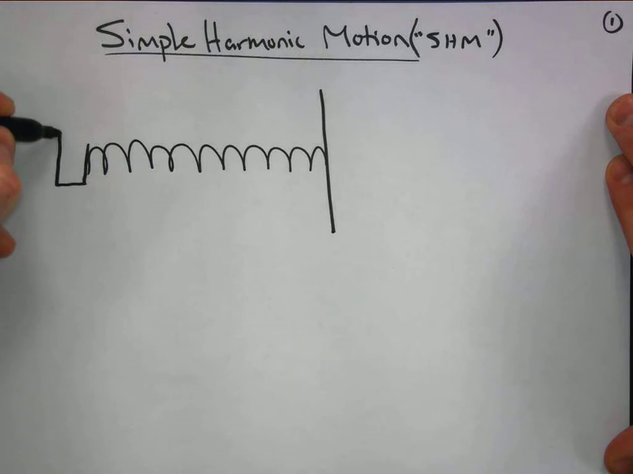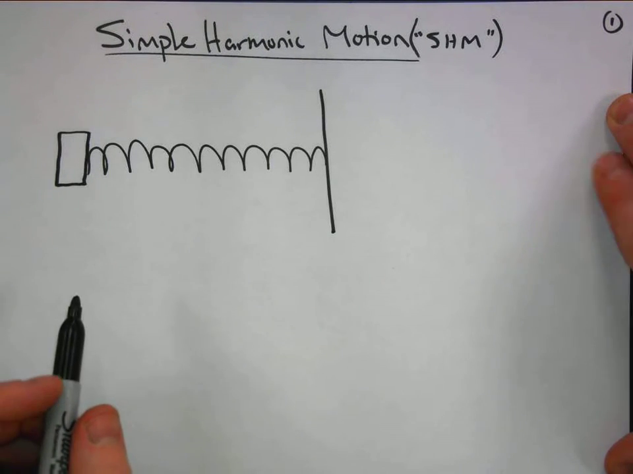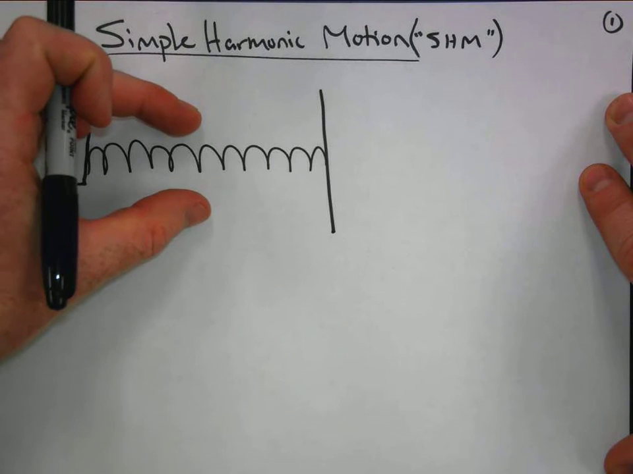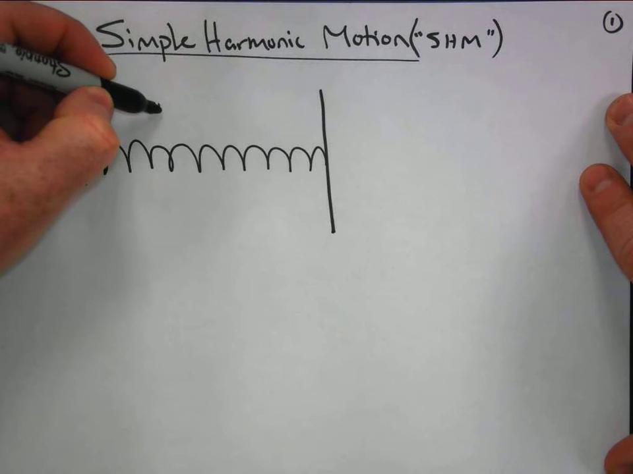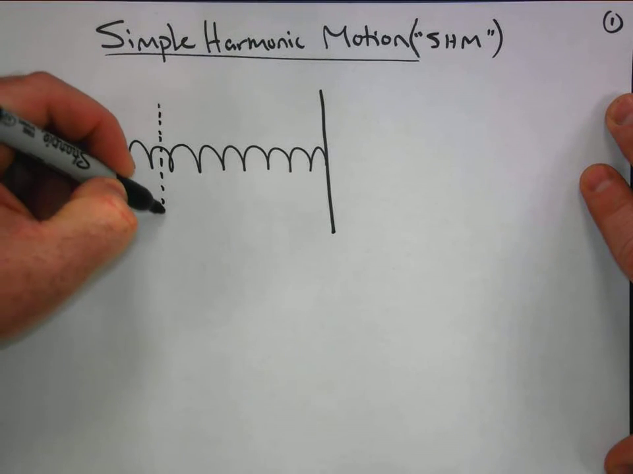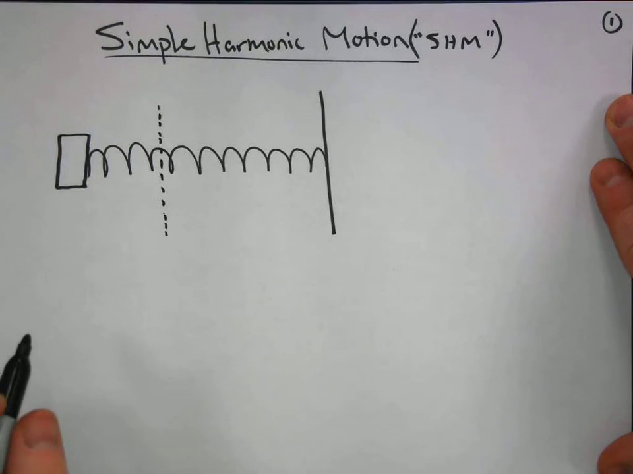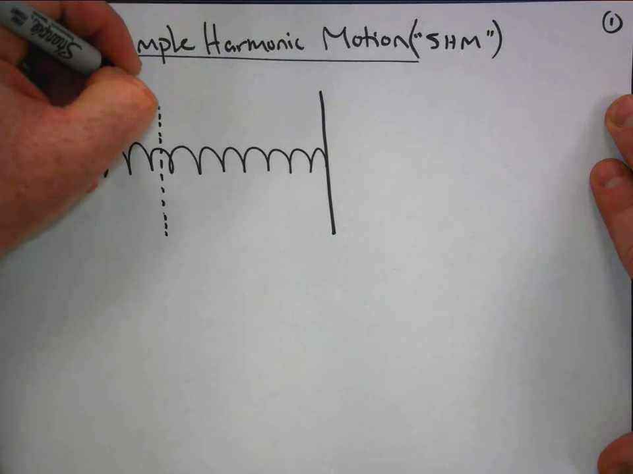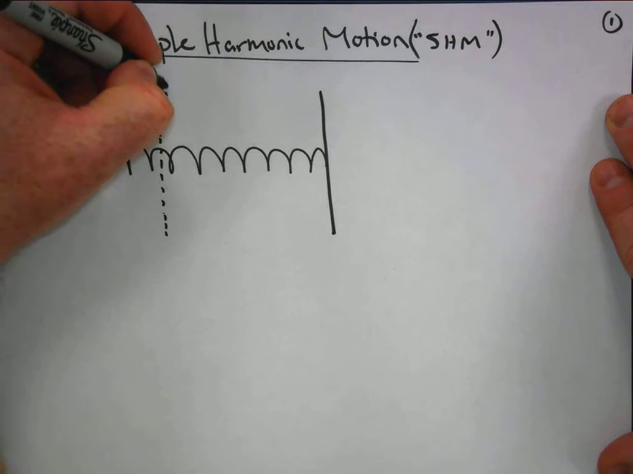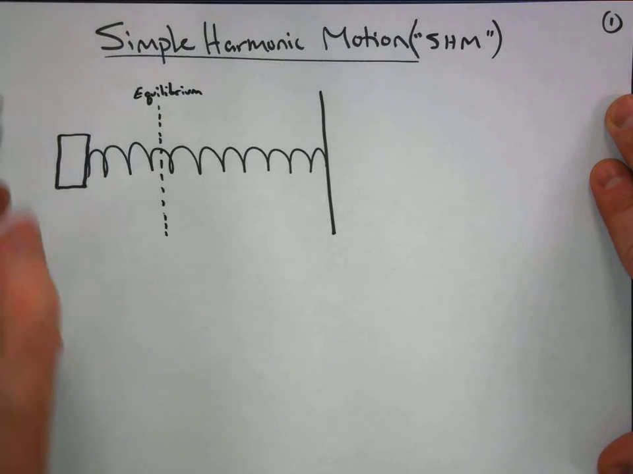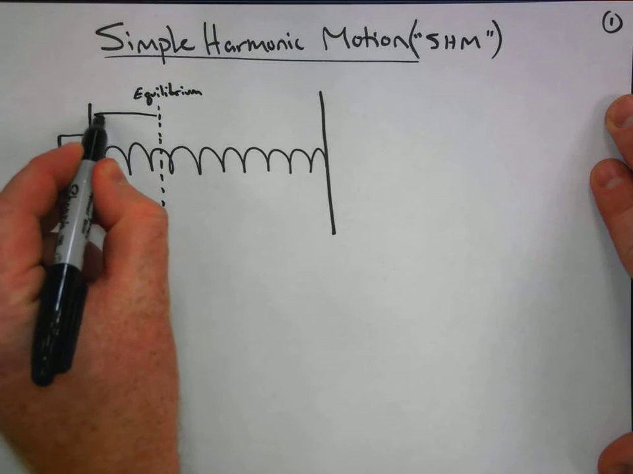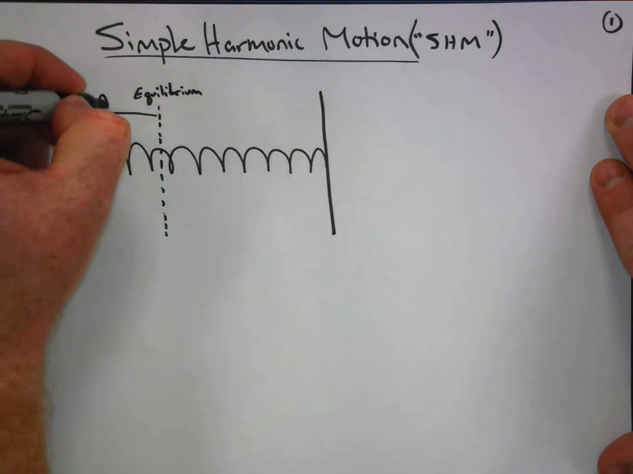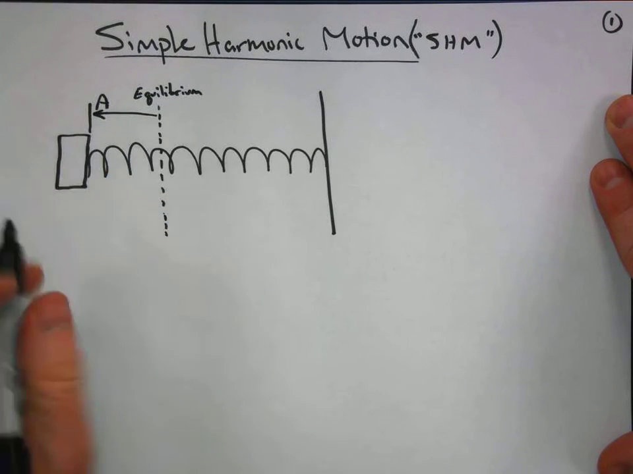I'm going to be considering this idea of a mass on a spring. And we've taken the mass, and it would have been here, and we just pull it this way. So there's this location where it was at equilibrium. We've displaced it from equilibrium a certain distance, right? So I'm going to mark that distance here, and we'll call that A for amplitude. That's how far it's moved.